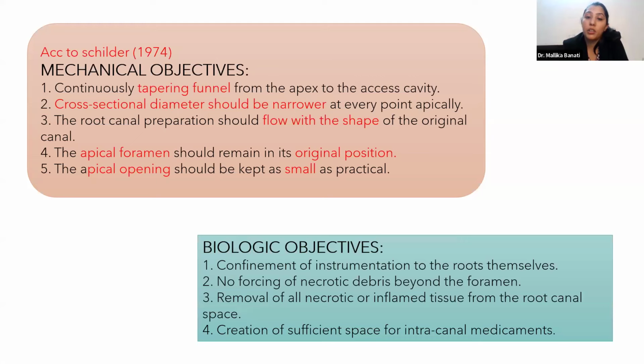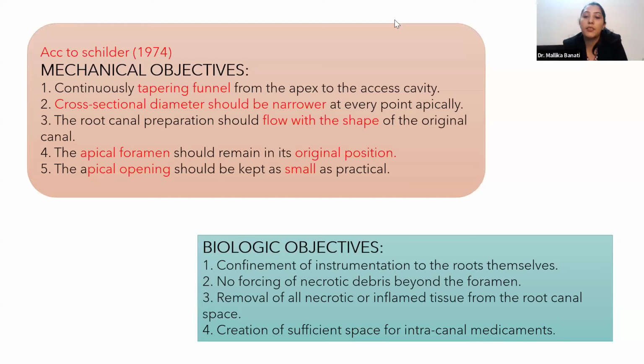And what were the biological objectives of root canal treatment? We should have confinement of instrumentation inside the root itself. Do not over-instrument and try to push into the periodontal tissue outside. No forcing of necrotic debris beyond the foramen. That is why we are always told to use a side-vented needle, to have less apical debris extrusion. And removal of all necrotic and inflamed tissue from the root canal space.